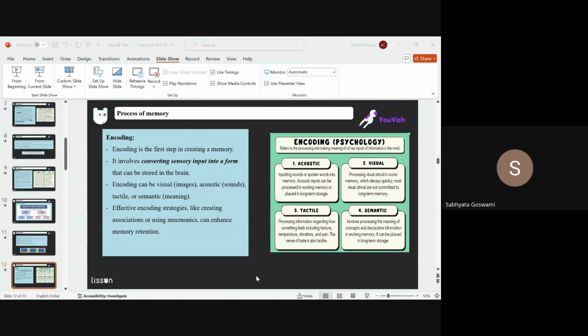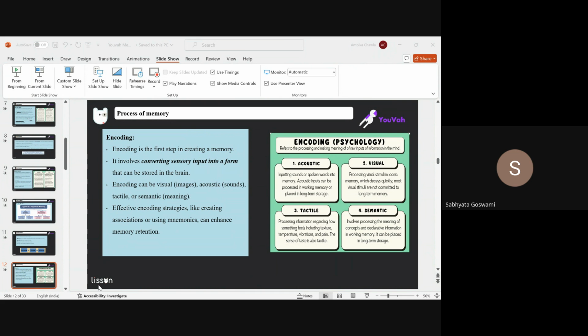तो आपने कोई चीज़ देखी हो, उसको हम लोग एनकोड करते हैं। जो चीज़ हम सुन रहे हैं, for example if you are listening to me right now, you are also encoding my voice and storing it as information. It can be tactile, which is touch, and it can also be semantic, right? Which is any, for example, mathematical formulas or subdivisions, theorems, all those things. And effective encoding strategies include creating associations or using mnemonics, which can enhance memory retention.